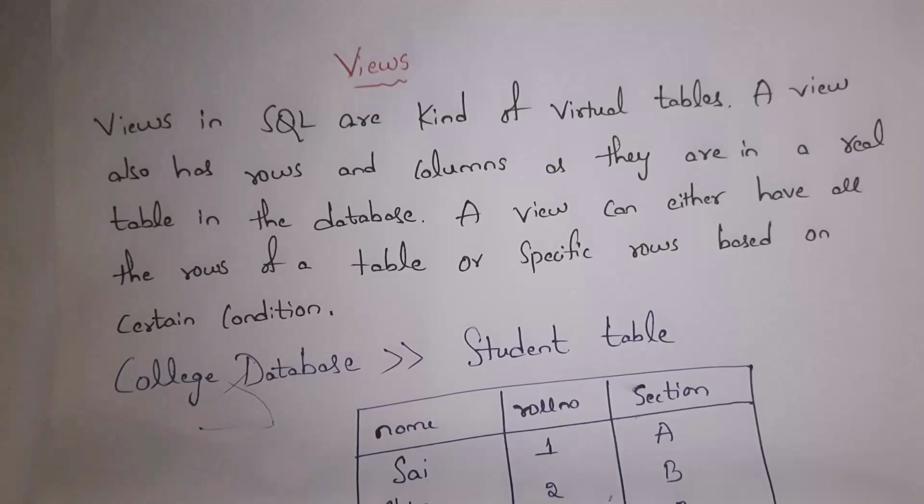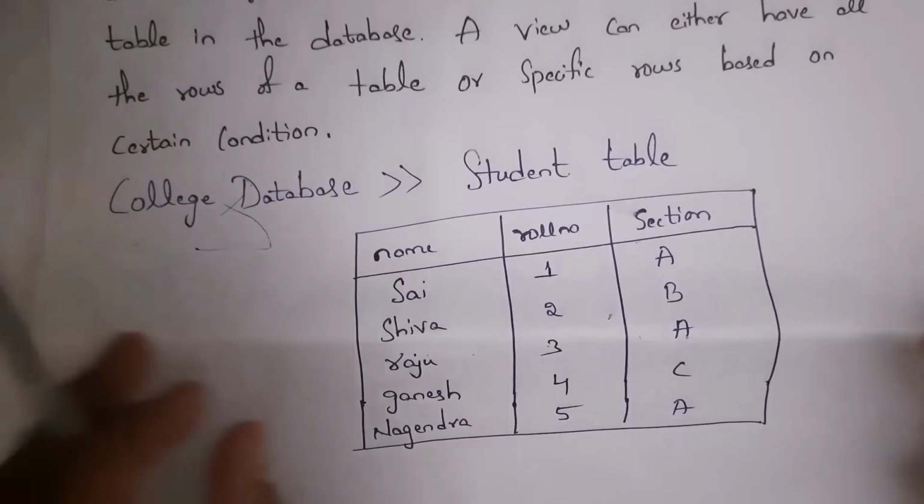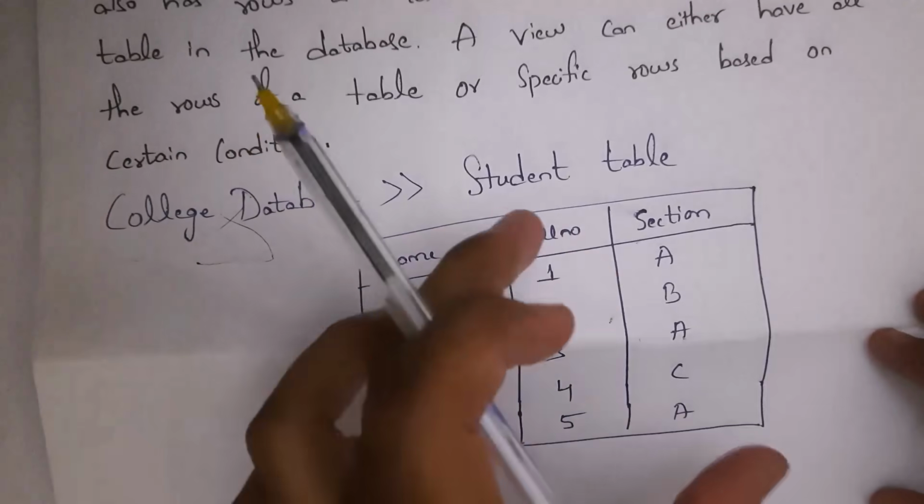Guys, view is nothing but it is simply a virtual table. For example, let us consider there is a college database. Inside the college database there is a student table. This is the student table data.